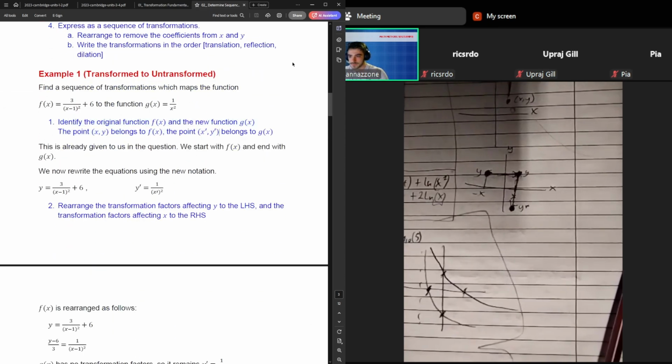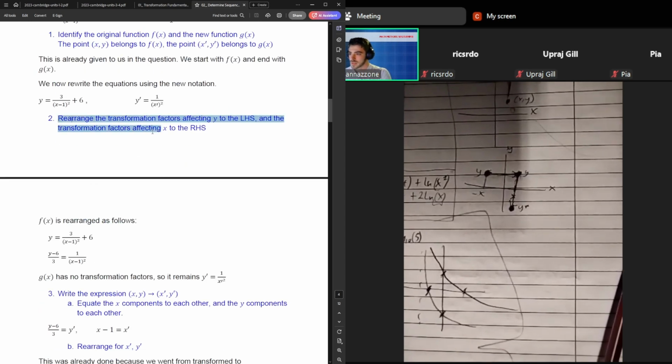First step, figure out where am I starting and where am I going. Okay, in this case, we're told to find a sequence of transformations which maps f of x to g of x, starting from f, going to g. That means f of x is going to get xy in its notation, and g of x, since it's the new function, will get y dash x dash. We're going from f to g, so g being the new is going to get the y dash and x dash.